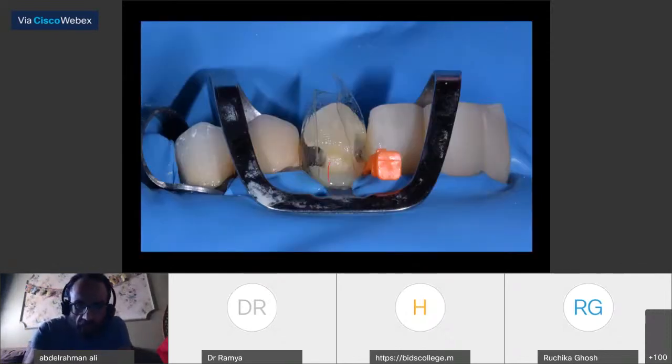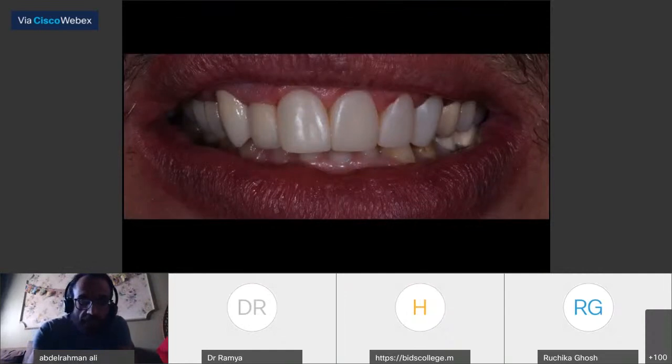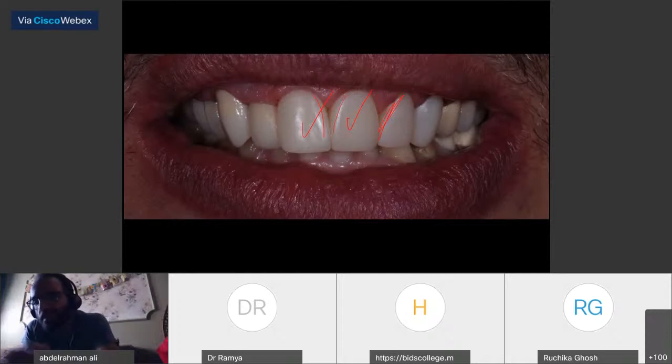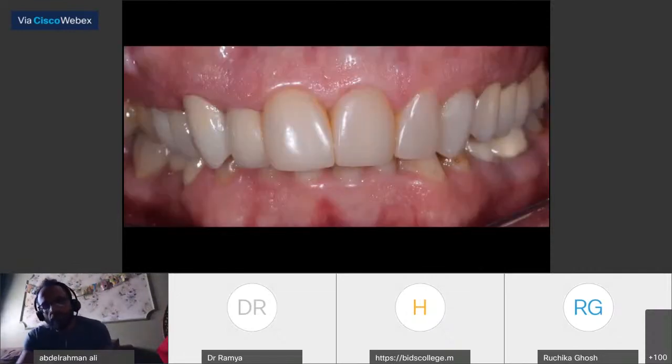So I did the canine and I redid all the labial surface only of the anteriors. So you can see here the line angle is much better. The labial surface is more smooth. In 2020, sorry, in January 2021, this year, he came to me. This was the result. We're talking about 4 years of the filling.